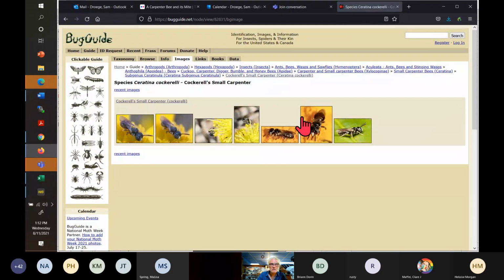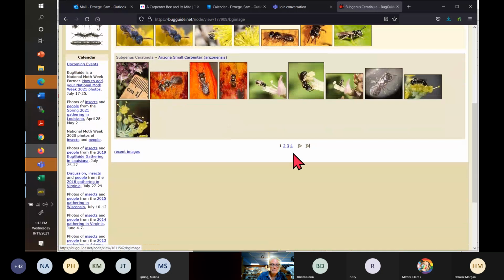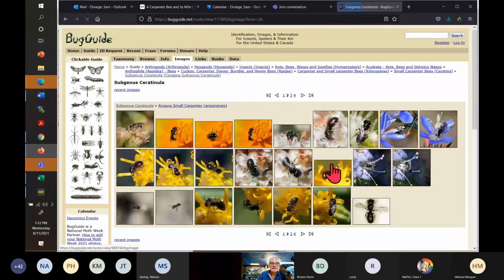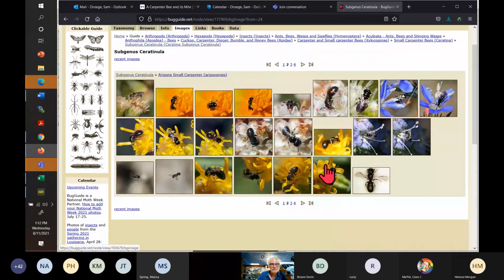If I go to images, oh, I'm now in Ceratina smaragdula, it should show me pretty much all the pictures it has. If we back up to that level and do images, at this point it should be listing out every single picture that it has, which can be extensive. Anyway, a good place to see things.